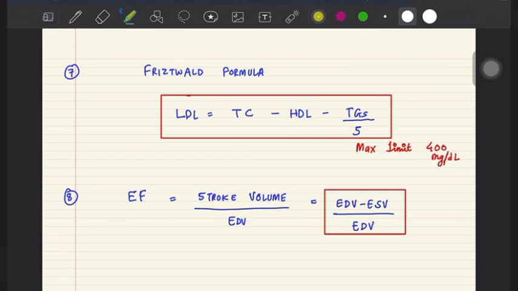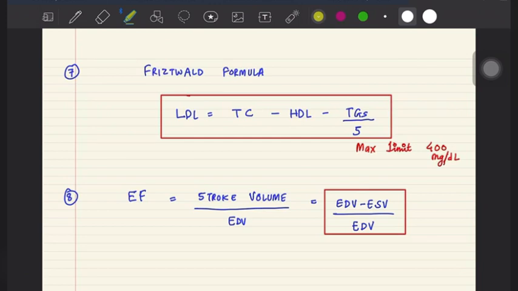Seventh formula is a biochemical formula, which is Friedewald's formula. This is for calculation of LDL. So LDL is given as total cholesterol minus HDL, and it should be minus VLDL, but since we are calculating VLDL in terms of triglyceride based on the question, it is given as triglycerides by 5, and the maximum limit for triglycerides in the value should be less than 400 milligram per dL.